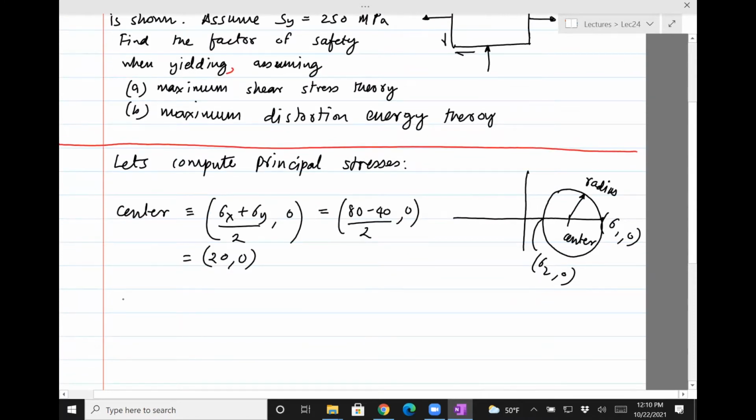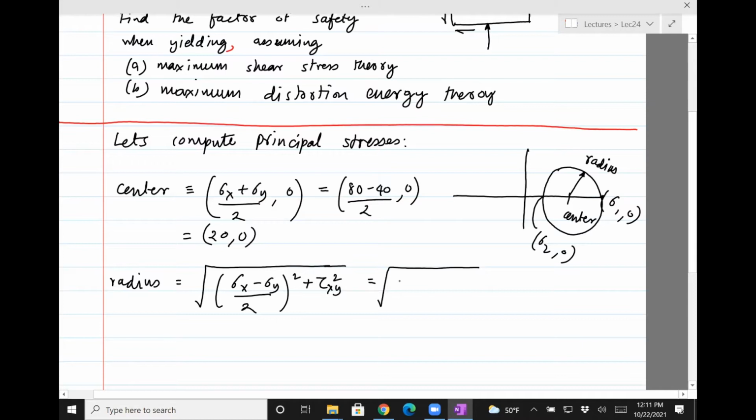Okay, so the radius is, and I'm going to use the formula here, the square root of ((sigma x minus sigma y) divided by 2) squared plus tau xy squared, right? So that comes out to be ((80 minus 40) divided by 2) squared plus the shear stress, which is 25, squared. And so that comes out to be 65. Okay, so that's basically pretty much application of the formula.